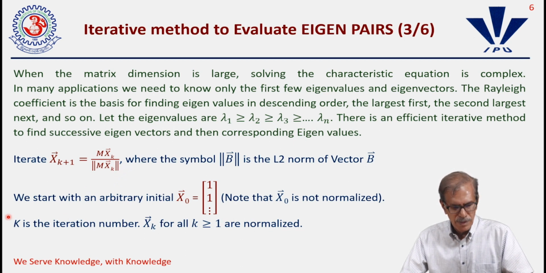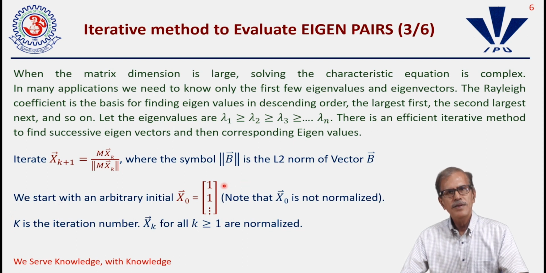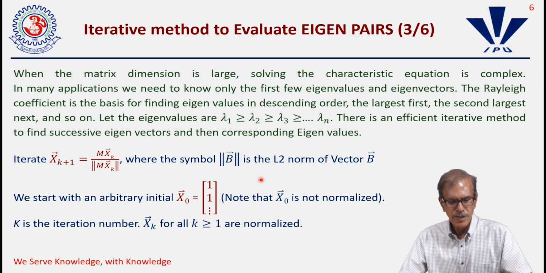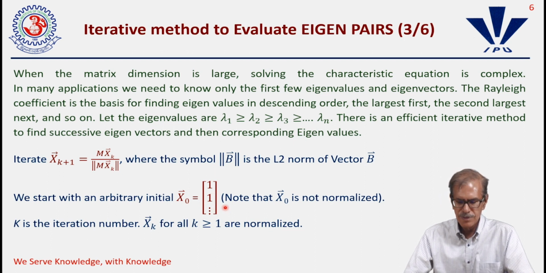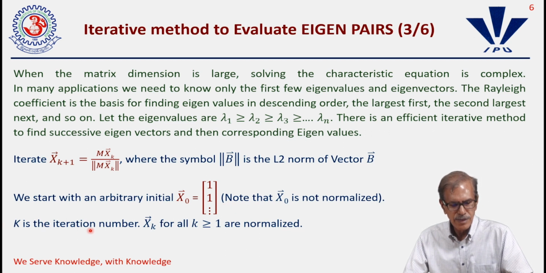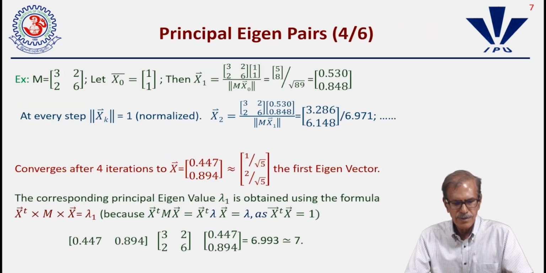The initial value of the eigenvector, usually we start with 1, 1, 1, 1 like that, and then we iterate. And please note that when we do this, the eigenvector is actually normalized. We have to use the normalized value of the eigenvector when we do the iteration. But for the first time, the initial value is not normalized. So I've mentioned that xk for all k greater than or equal to 1 is normalized. Let us see how it is done.